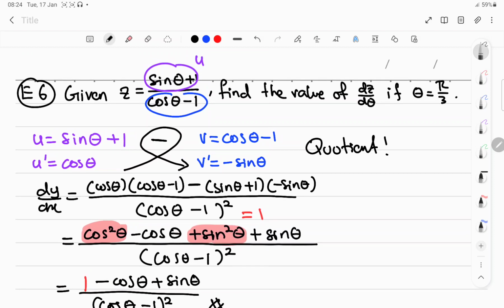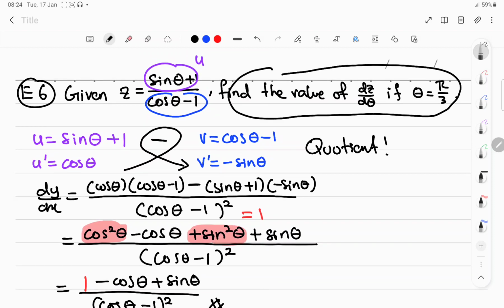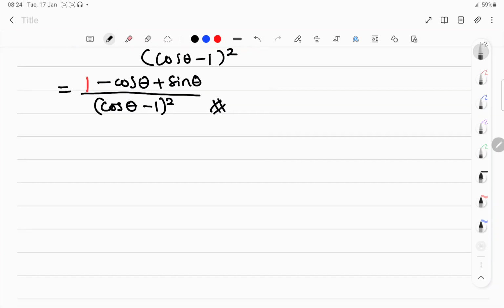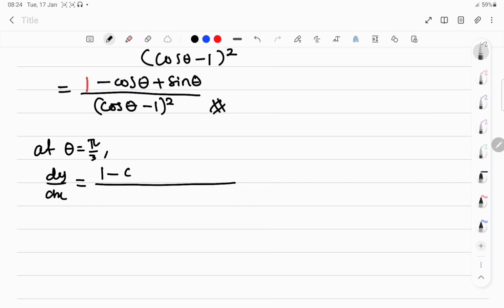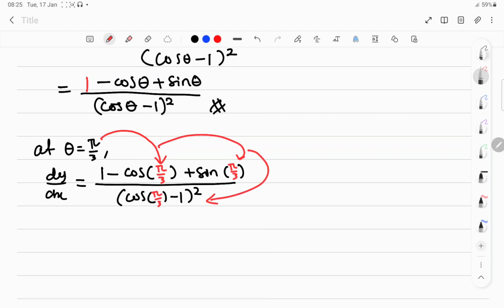Okay, now what is the next part of the question? Find the value of dz/d theta if theta is pi over 3. Okay, so at theta equals pi over 3, dy/dx equals 1 minus cosine empty plus sine empty bracket, cosine empty minus 1 squared. So what is the empty? Why are the brackets empty? Because we're going to fill it with this: pi over 3, pi over 3, pi over 3, over here and over there.